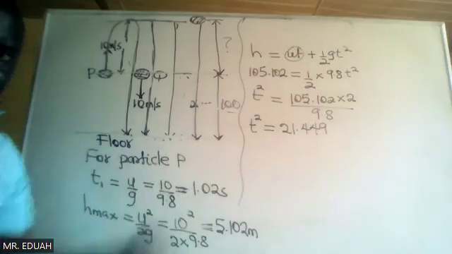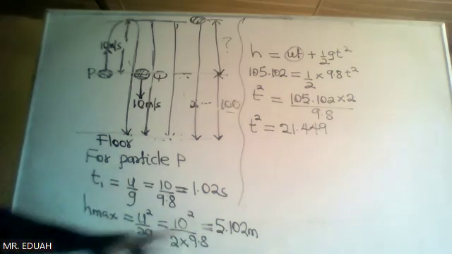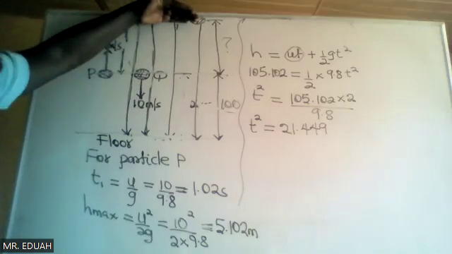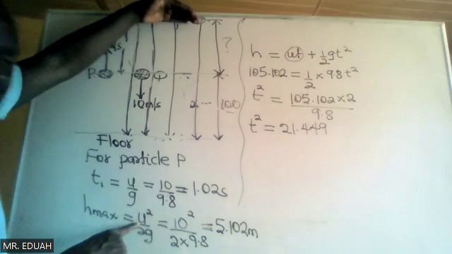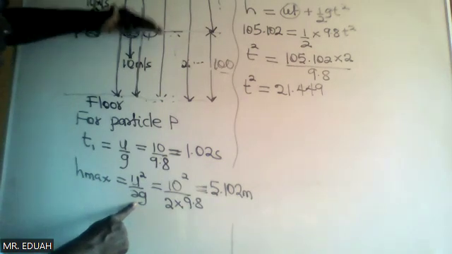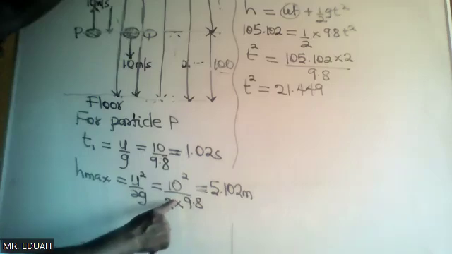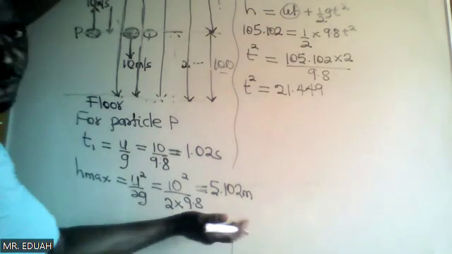Yes. So I used maximum height to calculate from here to here, and that gave me 5.102, using u squared over 2g. Using u squared over 2g, I found the maximum height. So 10 squared over 2 times 9.8. Are you okay up to this point?